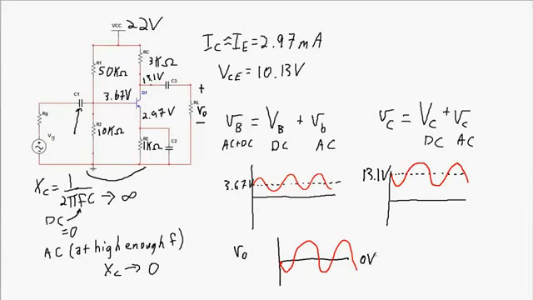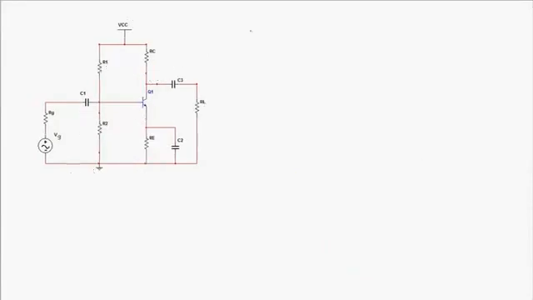Now, in our AC analysis of a BJT circuit, we can use the principle of superposition to separate out the DC portion of the analysis from the AC portion of the analysis. So I've already done the DC portion of the analysis here, and I can summarize what I did for the DC analysis.